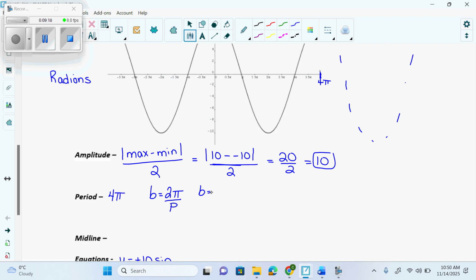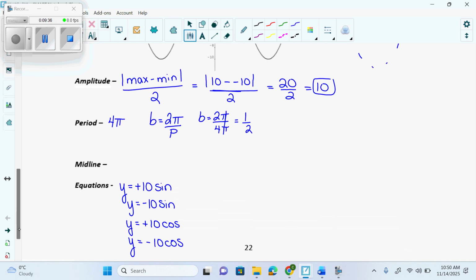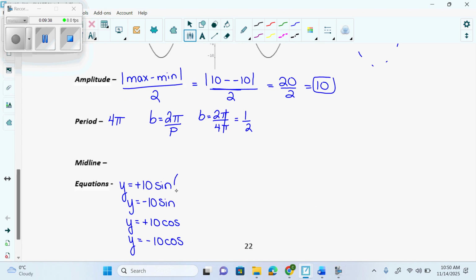So b in this case is 2 pi divided by 4 pi, which is 1/2. Which makes sense because that's a horizontal stretch by 2. We went from 2 pi to 4 pi. So our b is 1/2. So we can go in, I put that in for our b's. So you get a bracket, 1/2.